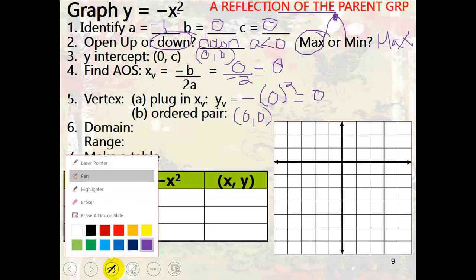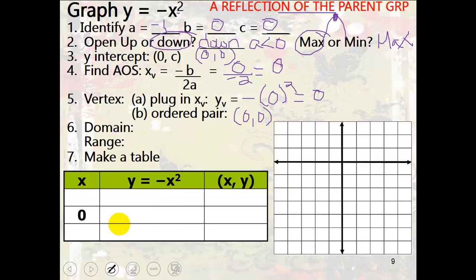So let's take a second and put in our axis of symmetry. Again, I'm going to try and make it bigger so that it can be seen, particularly on the axis. Okay. This is the axis of symmetry.